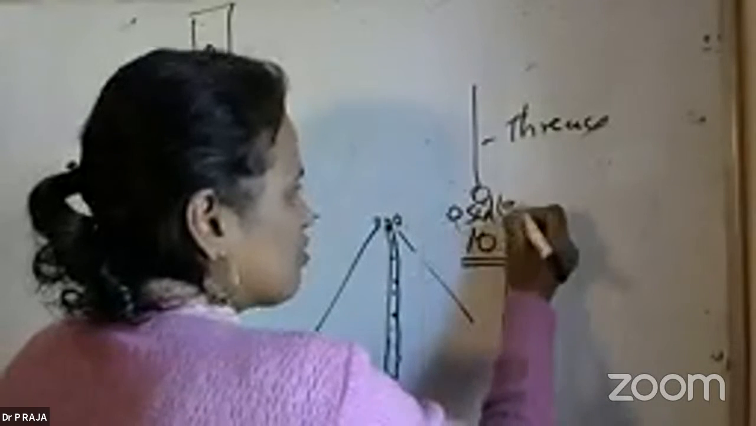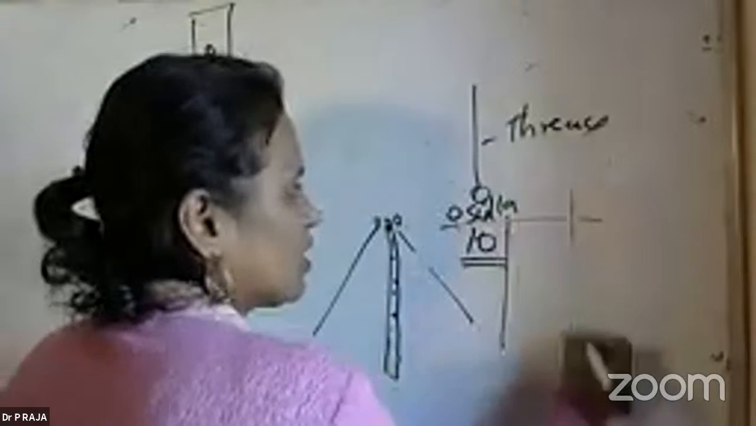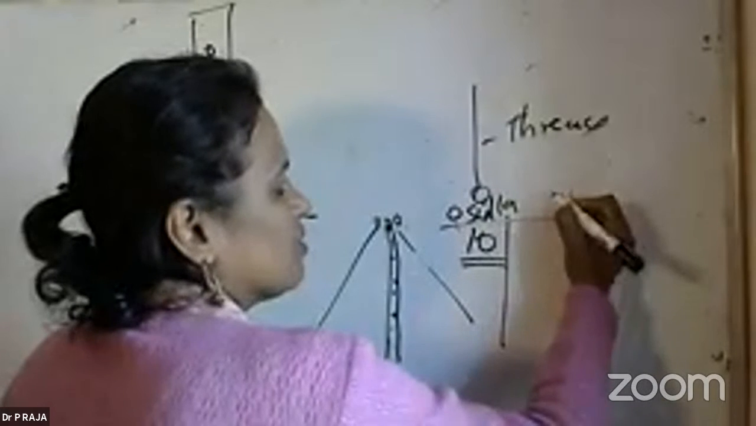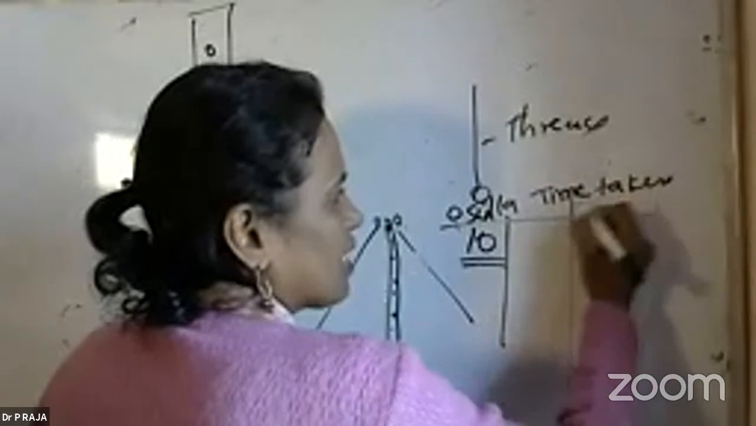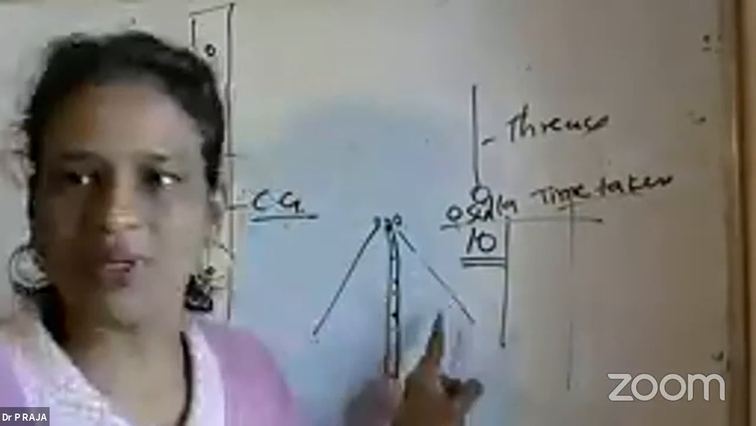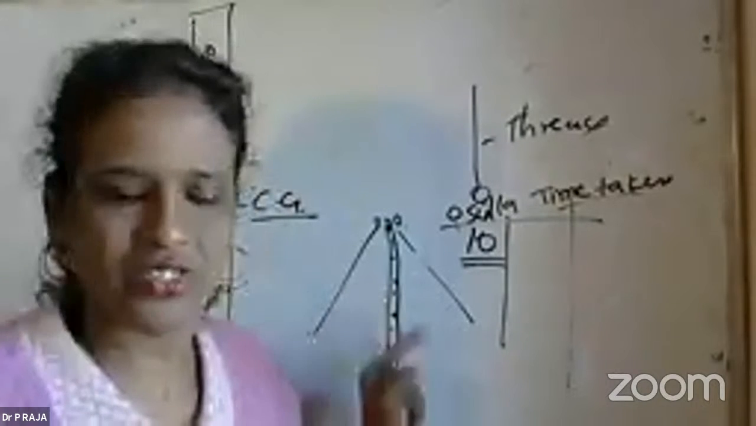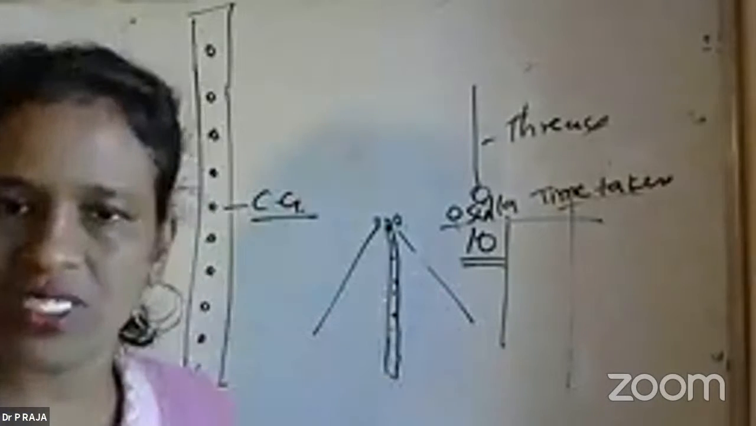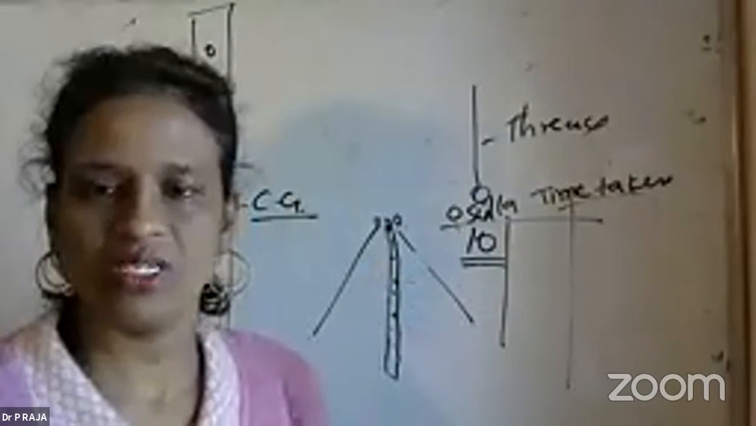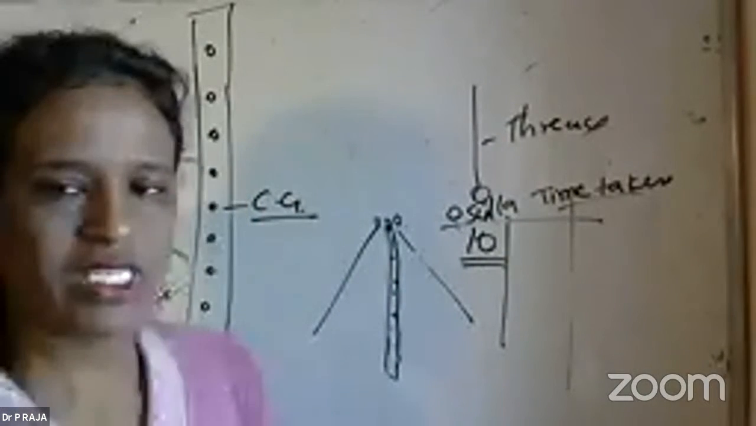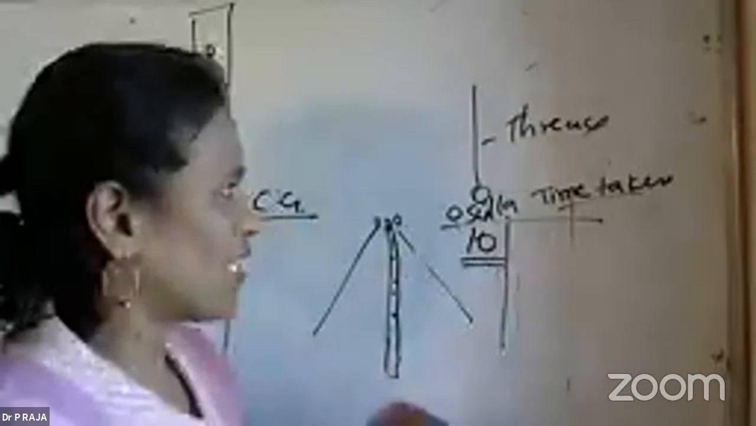So your tabular column will have oscillations and the time taken. This observation table, I will send it to you. Don't write it, I will send it to you. And the theory portion also I will send. Based on that, you can write it in your record notebook. Okay, please wait. So time taken you will note, and the time period.